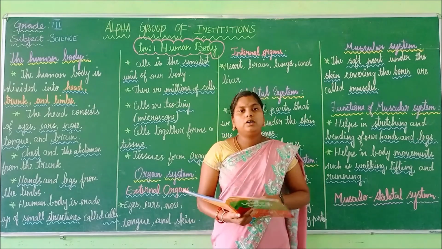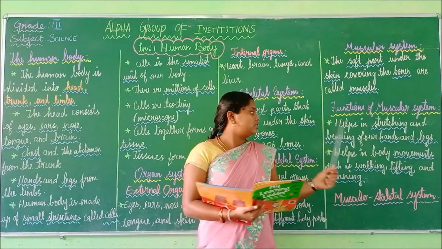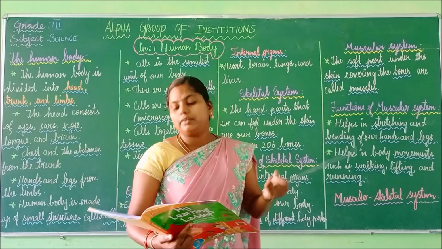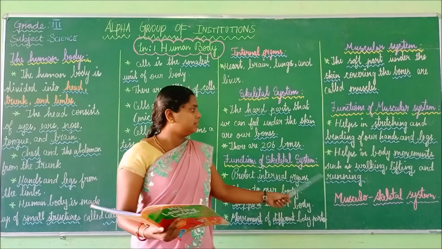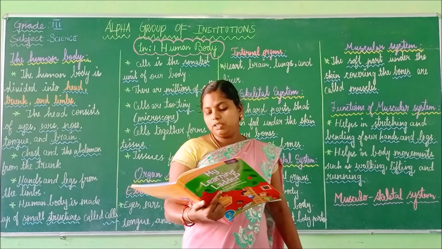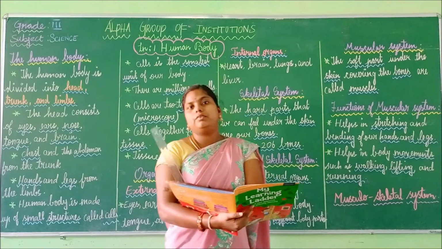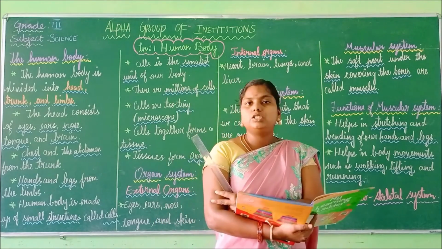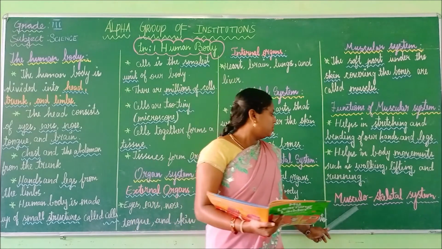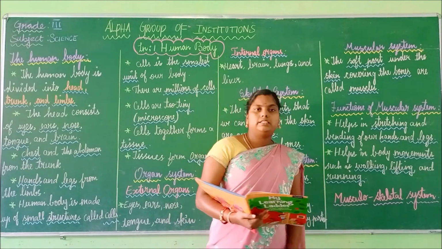When you walk, you have to move your bones and your whole leg, isn't it? So this muscle is very useful to move your body, for example walking, running and lifting. And the next one: muscles work closely with the skeletal system. Around the bone you can see your muscles. It is very close to the skeletal system, that's why it is called the musculoskeletal system. Is it clear, children?